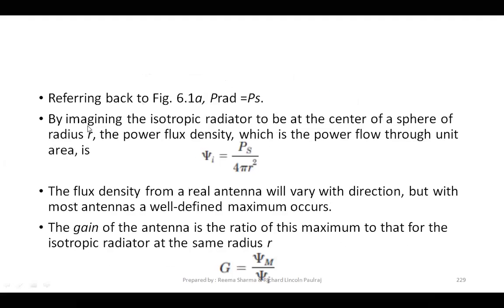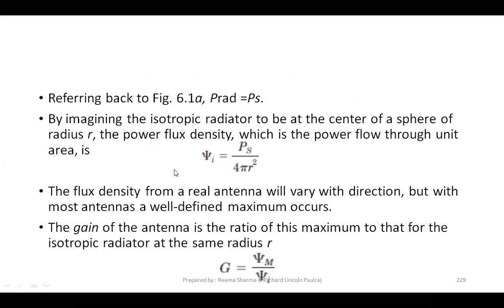By imagining the isotropic radiator to be at the center of a sphere of radius r, the flux density, that is psi, which flows through the area, is given by PS divided by 4 pi r squared. So 4 pi r squared is a standard form.